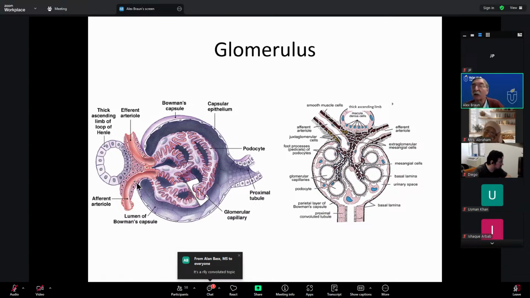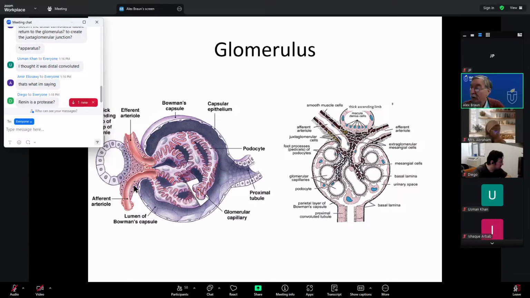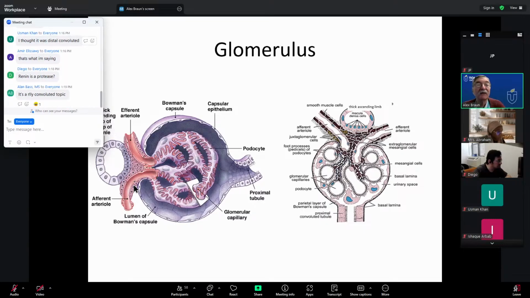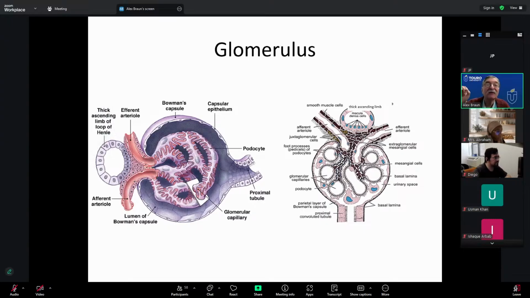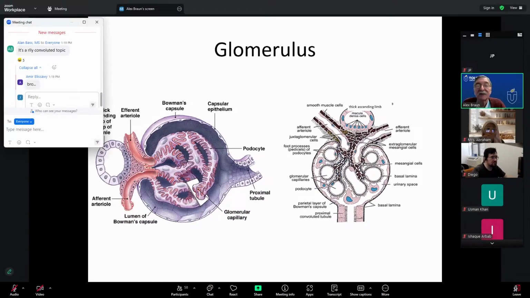Anyway, there are these smooth muscle cells in the wall of the afferent arteriole. Remember, arterioles have a few layers of smooth muscle in their wall, and these are unusual because they have secretory granules in their cytoplasm, and the secretory granules contain renin. And renin is the protease which starts off the renin-angiotensin-aldosterone system, RAAS, which is important in blood pressure regulation.